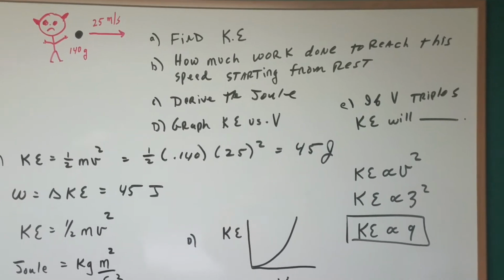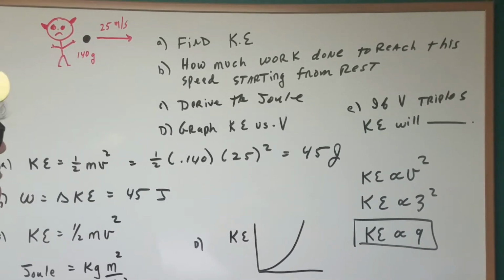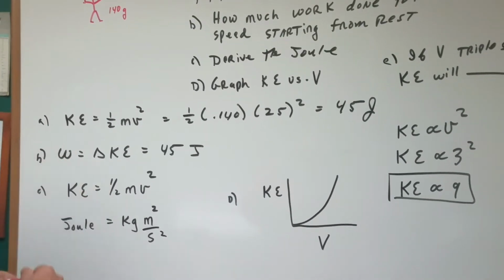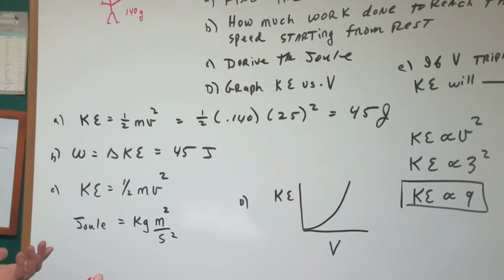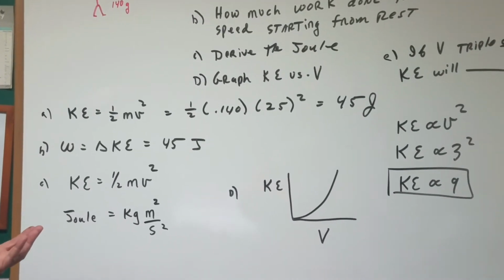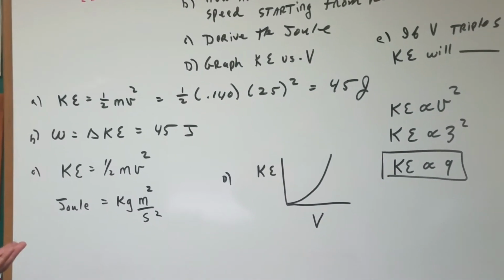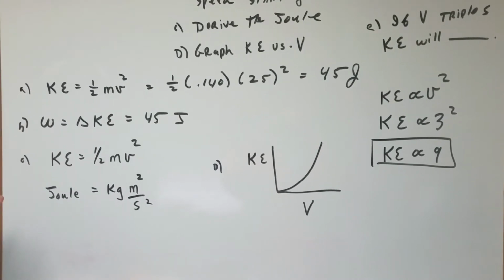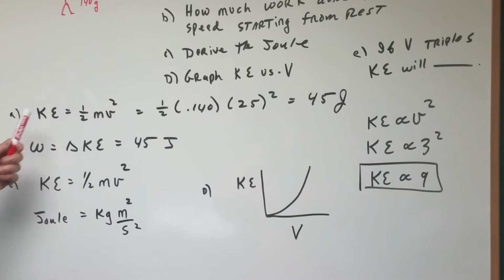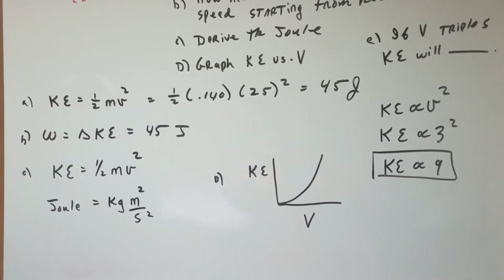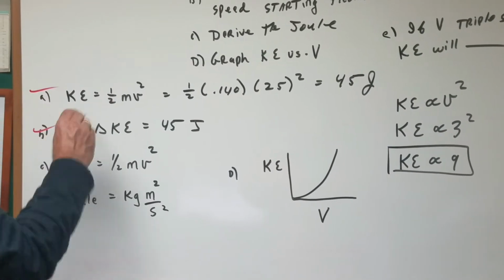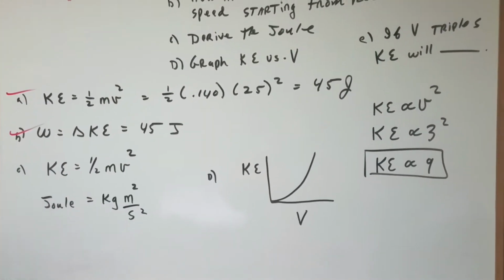Part B, how much work is done to reach this speed starting from rest? Well, work is equal to the change in the kinetic energy. Obviously, if it started from rest, there was 0 initially, so all we have to do is worry about the final kinetic energy, which we have is 45 joules. So the change in the kinetic energy was equal to the work done, 45 joules. Easy.